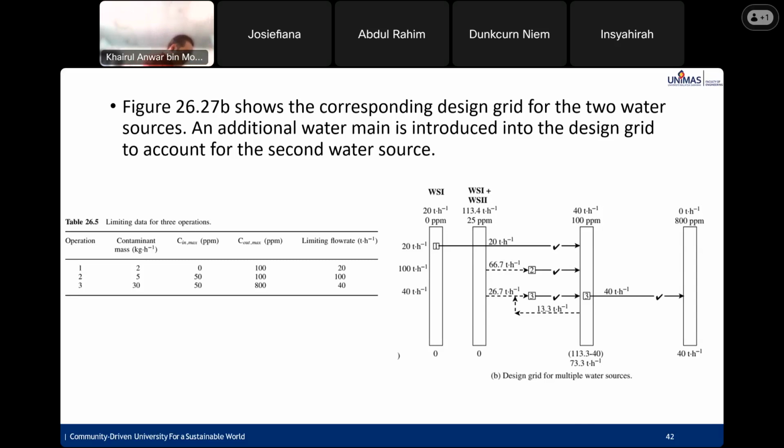5,000 divided by 75. How do you know 5,000? 5,000 is from the contaminant. So the contaminant here is for table 26.5. That's 5,000. 5,000 divided by 100 minus 75. So we get 66.7. Then 26.7 is based on 2,000, 0 to 100. 2,000 divided by 75. Refer to page 601. Then 13.3.